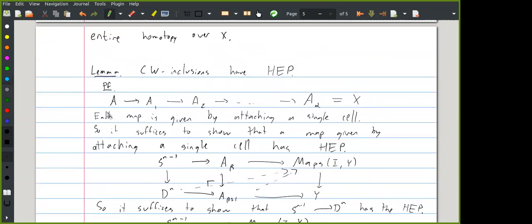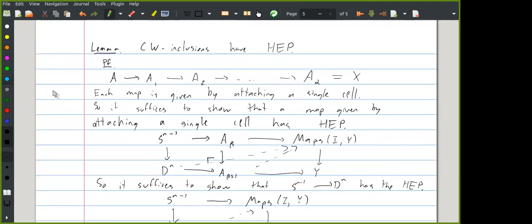So first of all, A does not have to be a CW complex. A can be any space where we get from A to X by attaching cells. So instead of thinking about just a CW inclusion, we could think about a relative CW complex. We could also notice that to define a CW complex, you have to attach cells in dimension order. So you have to start with a bunch of zero cells, attach a bunch of one cells, and then a bunch of two cells, and so on and so on. But we didn't use that fact in showing that these maps have the homotopy extension property.